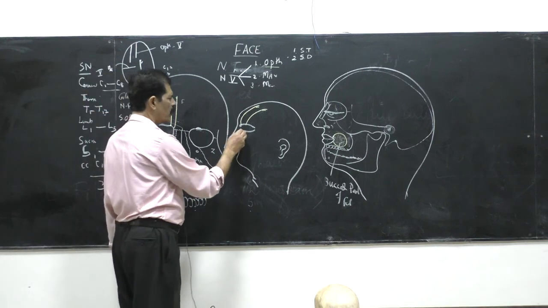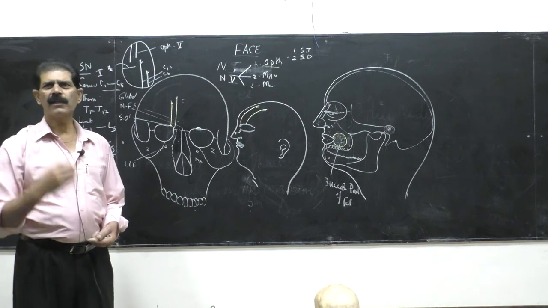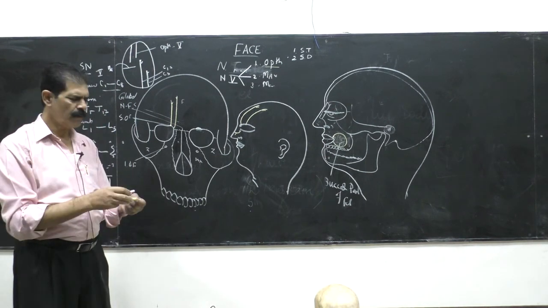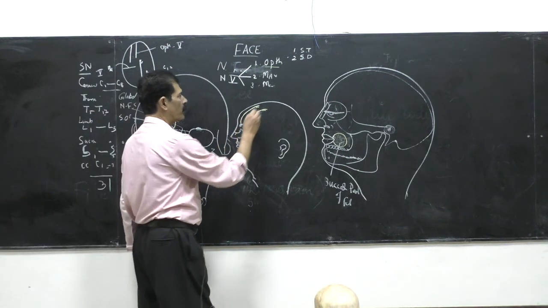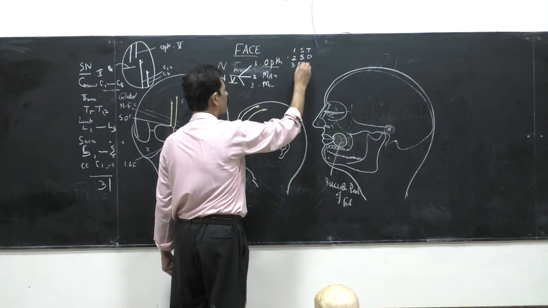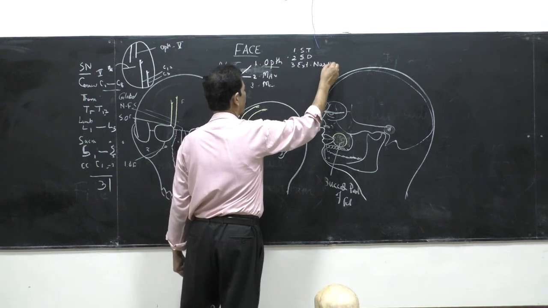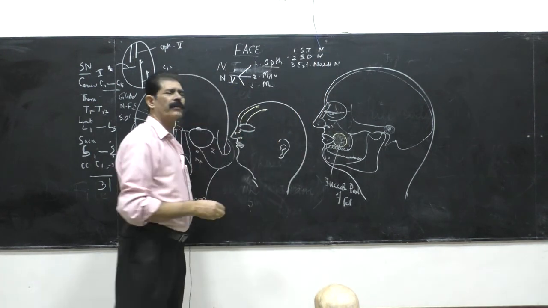Then the skin of the bridge of the nose. This is also near the eye. So skin over the nose is also supplied by a branch from the ophthalmic division, and the name of this branch that supplies the nose is called the external nasal branch. External nasal nerve.